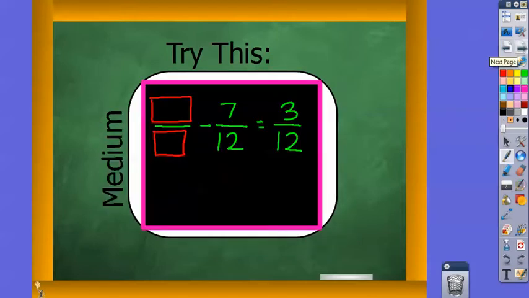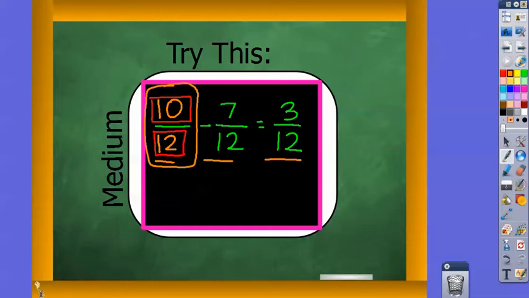Alrighty, let's try a medium problem. With this, we are going to fill in the blank. Well, I see that 12 is the denominator in our answer, and that 12 is the denominator in our second fraction. So 12 is going to be the denominator in our first fraction. And what could I subtract? 7 subtracted from what will give me 3? Well, if I have 10 minus 7, that would equal 3. So I kept my denominators the same, and I subtracted my numerators and got 3/12. So this first fraction would be 10 over 12.